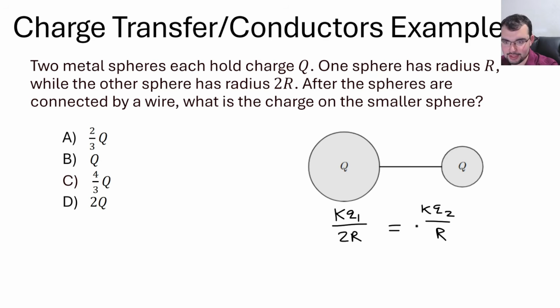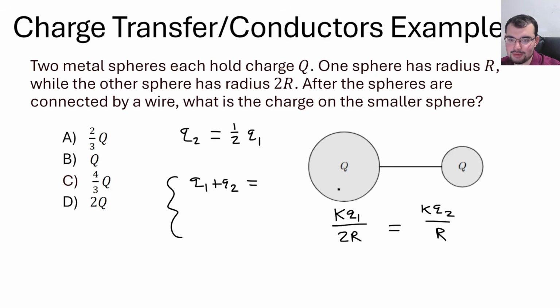Now we can do some canceling. The K cancels, the R cancels. What this says is that Q2 is equal to half of Q1, which makes sense. In these connected problems, your big sphere will hold more charge, because if your radius goes up, then the charge has to go up to get the same potential. But that's not enough to solve. Well, technically it is based on my choices. But now you just need to say that the total charge must be constant. So the two charges of the spheres added together must be the original charge of the system, which was 2Q, because each of these had a Q.